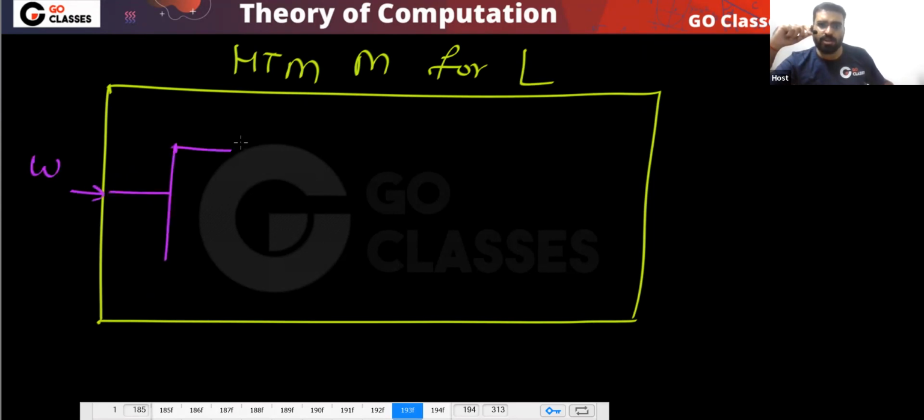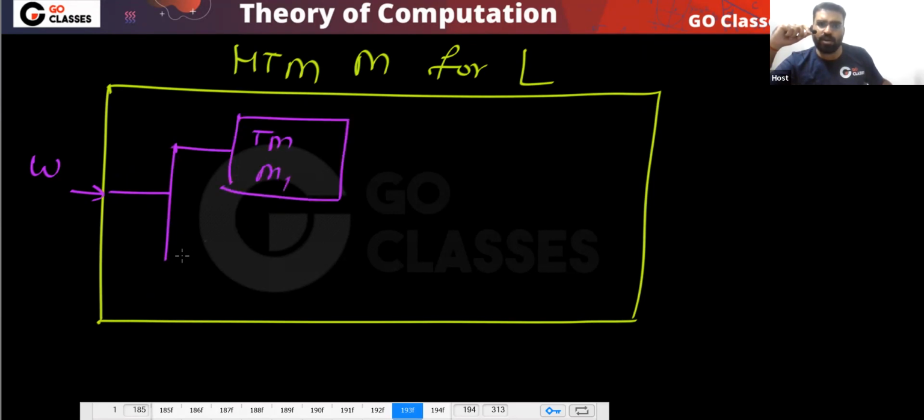Okay, how to create this? This is very simple logic. This is how I will create the halting Turing machine M for L. Whatever string you have, for that string, what you do? Use dovetailing.